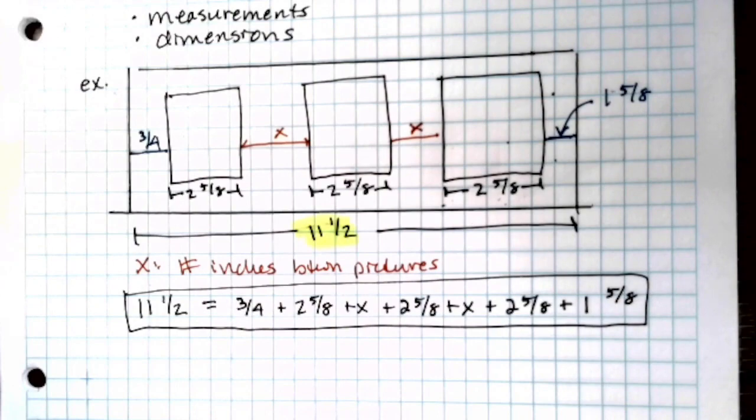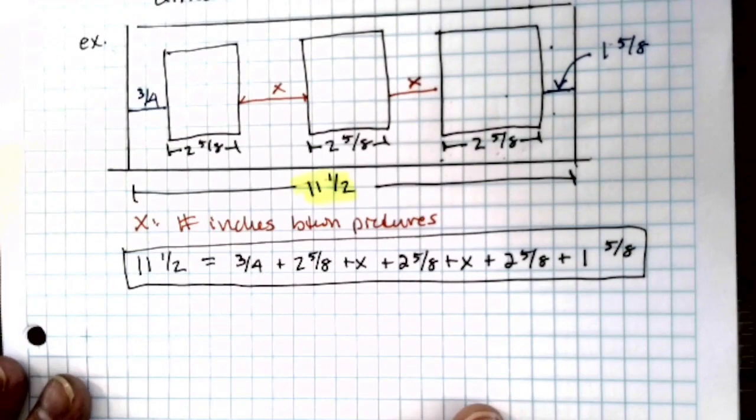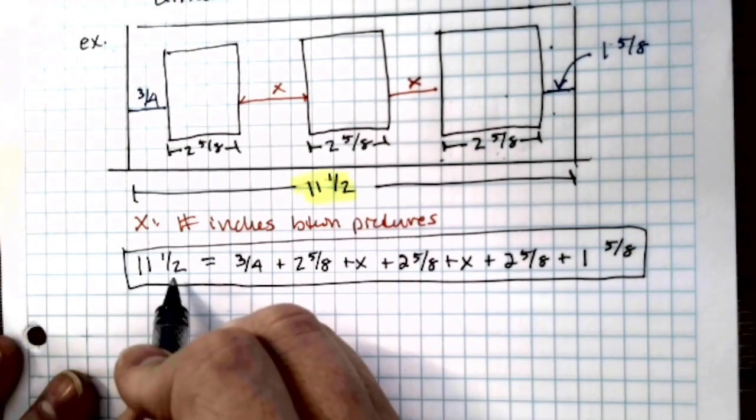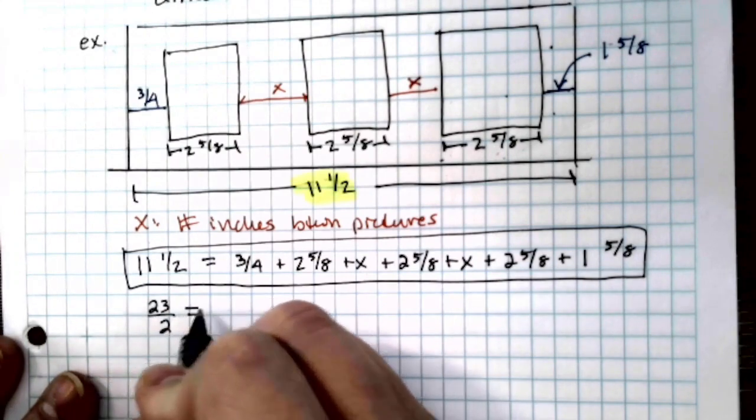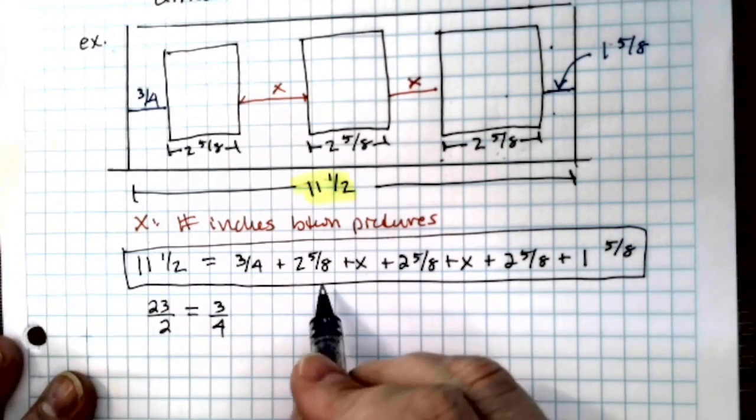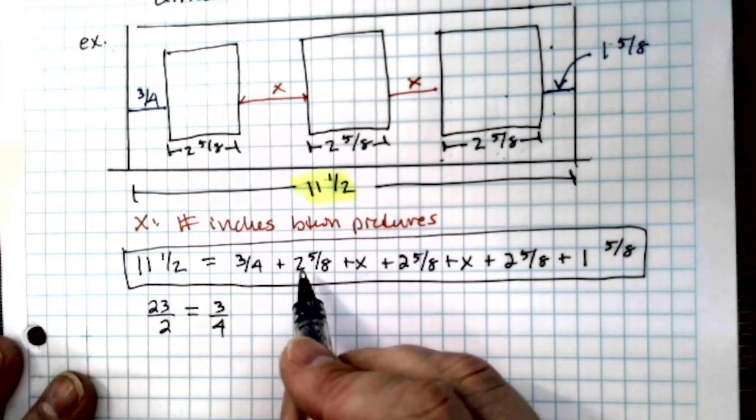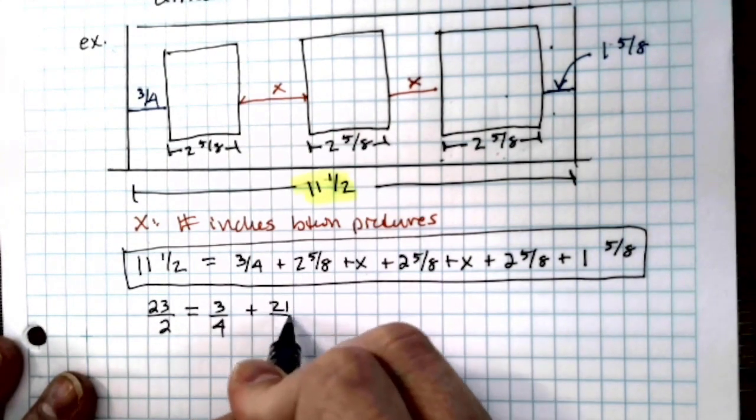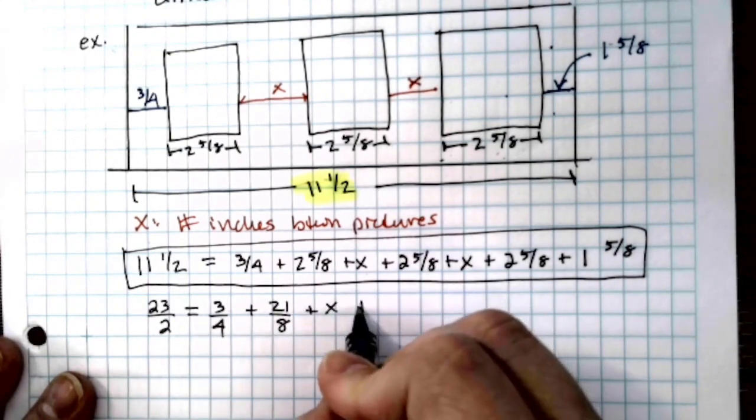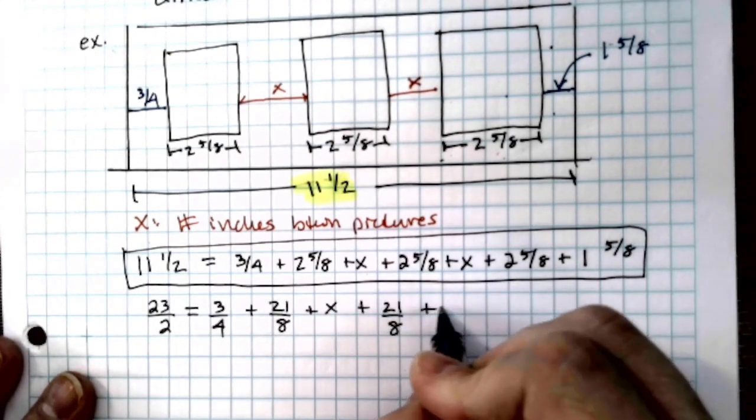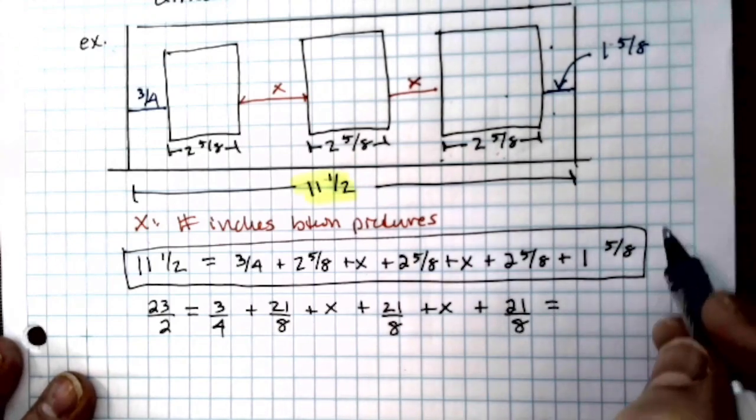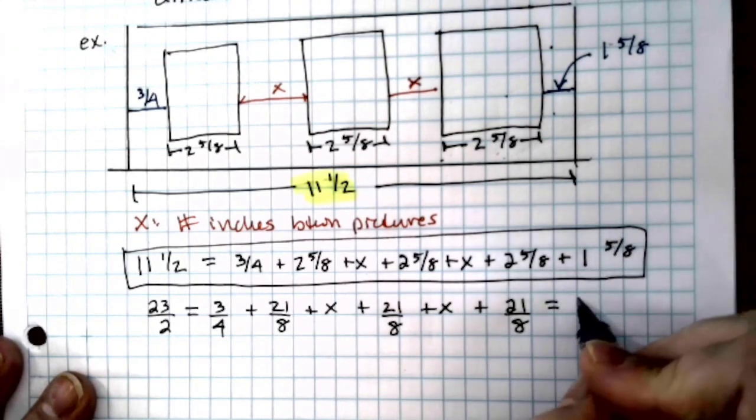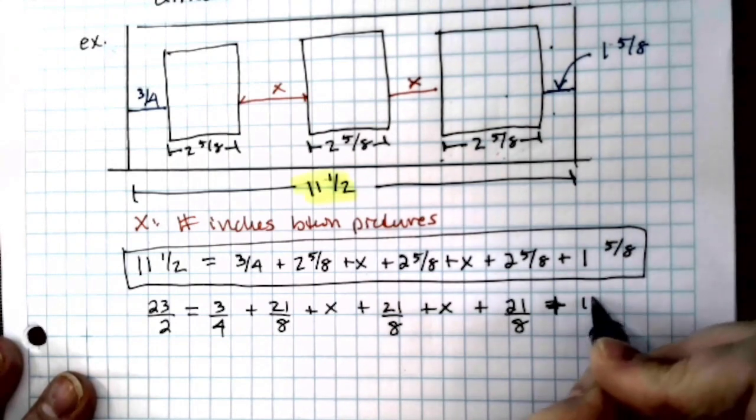Now I'm not going to do this whole problem, but you would definitely want to convert off of mixed numbers before you did anything. So 11.5, 2 times 11 is 22, plus 1 is 23. So 23 halves equals 3/4. 8 times 2 is 16, plus 5 is 21. So 21/8 plus x plus another 21/8 plus x plus a third 21/8, plus 13/8.